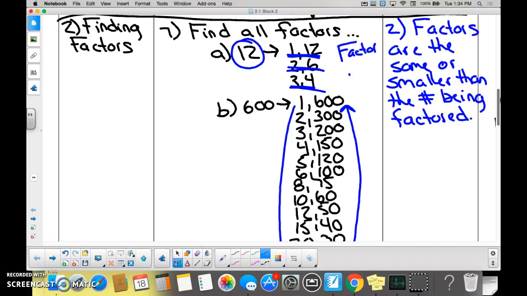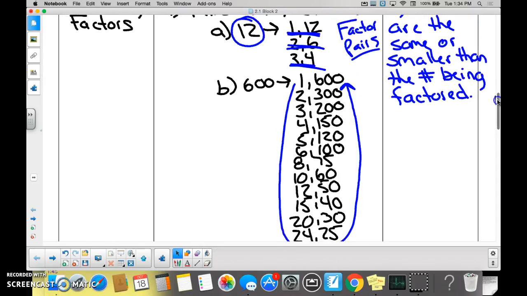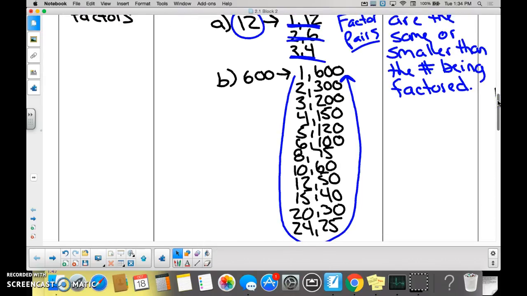In my class, with our work, you must use factor pairs to find all the factors of a number. So 12 wasn't too bad because there's only 3 factor pairs. But look at 600. 600 has many factor pairs. But all the factor pairs together make up all the factors for 600. And as I showed you yesterday, as you go down the left side, if you're doing factor pairs vertically, and then back up the right side, your factors should be listed in order from smallest to biggest.